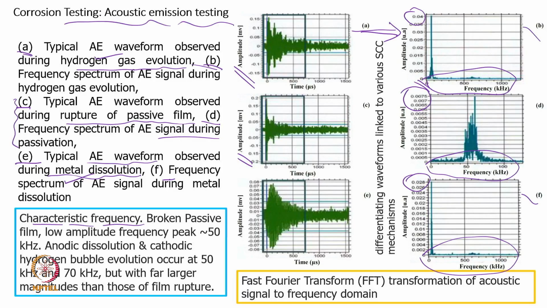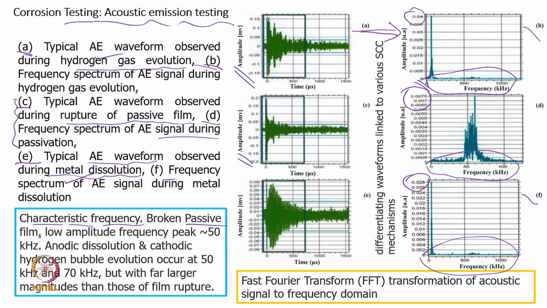What is the characteristic frequency for the S2 liberation, or maybe the breakage of the passive film, or metal dissolution? If we know the characteristic frequency, we can immediately diagnose that this kind of failure is happening due to this kind of corrosion, and that has been shown here. The broken film will have a low amplitude peak, and the peak has been shown roughly at 50 kilohertz. So, here we can see 50 to 70 kilohertz has been shown.